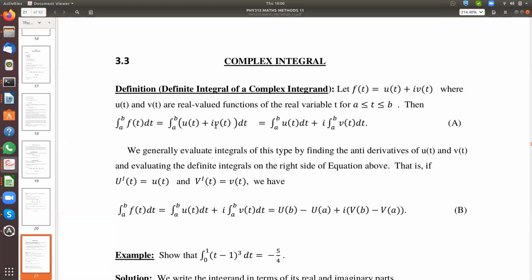So meaning that if you allow this definite integral sign to go over them, you can have them separately. This is one and this is the second one. So this one is the real part and this one is the imaginary part. So that is the first approach, called A.